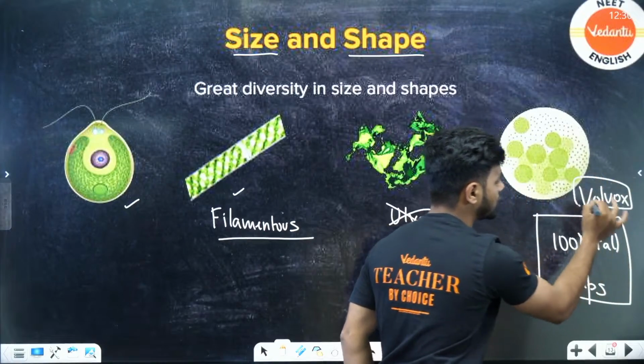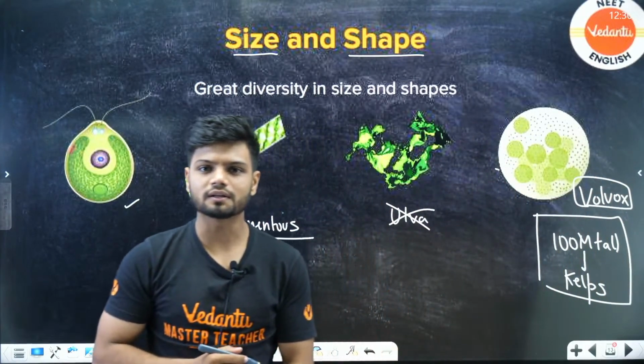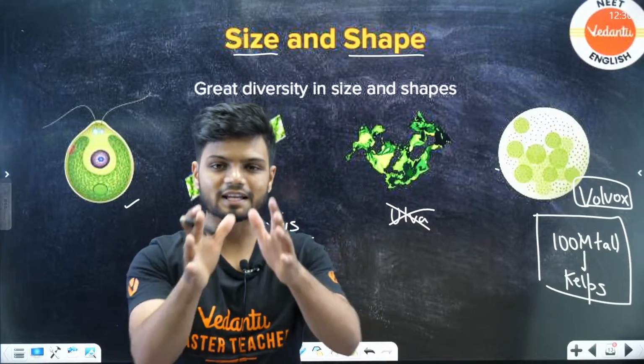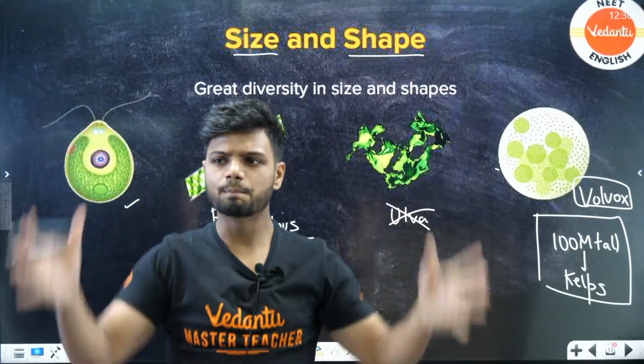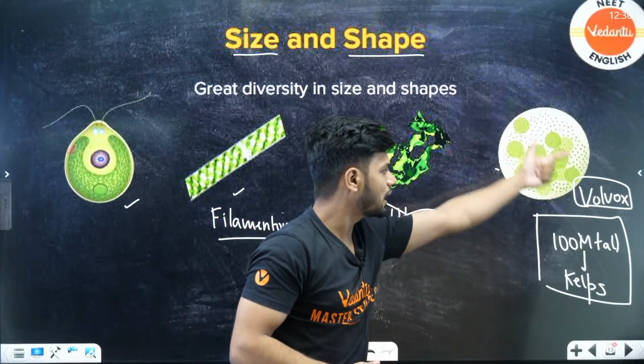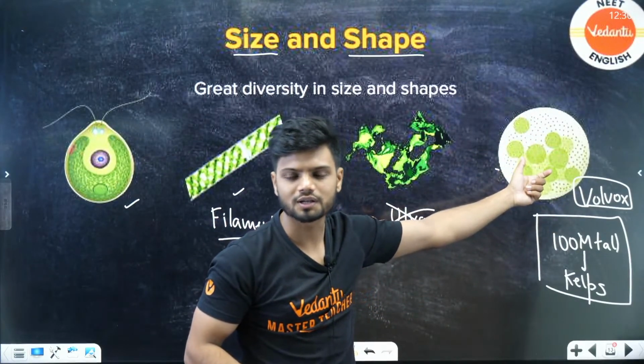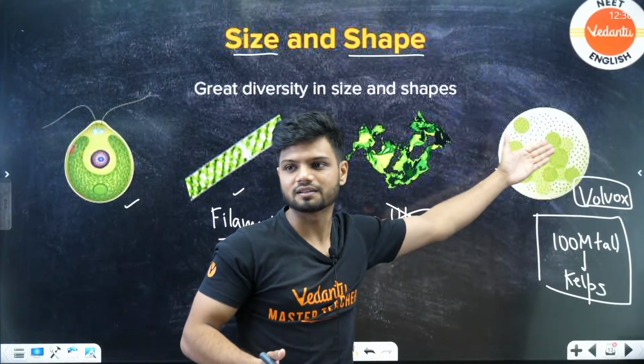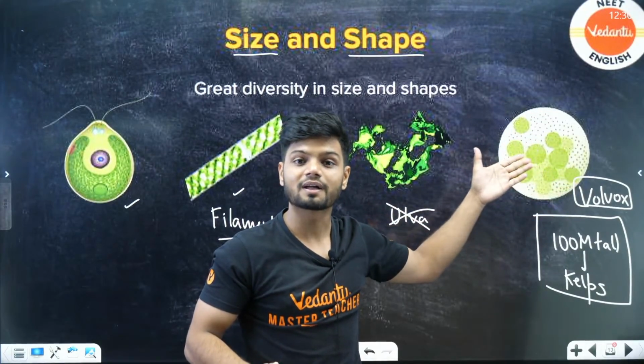Now, sir, what is this colonial algae? Is it in a colony? Yes, it is in a colony. It is like in a big apartment. So this is an entire apartment. In this apartment, there are many different organisms. So it is called a colonial algae.